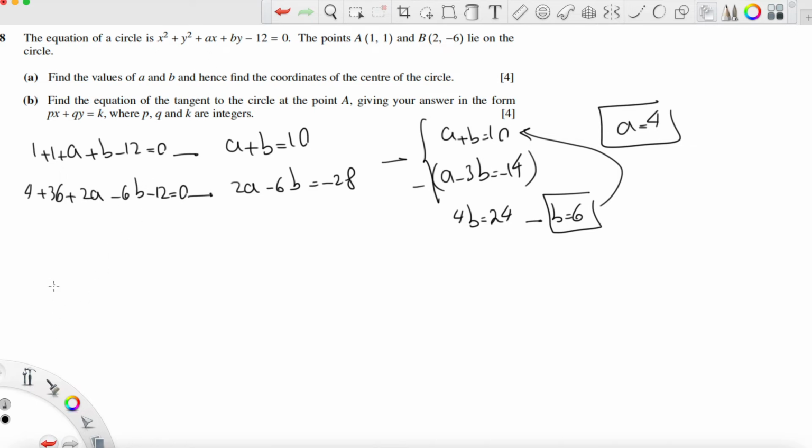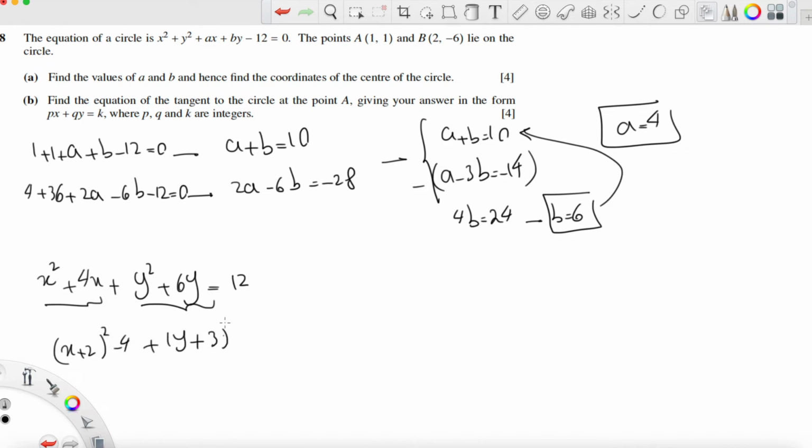So I rewrite the equation, it will be x squared. Now I write ax next to x squared. A was 4, so x squared plus 4x plus y squared plus 6y. I transfer 12 to the other side. Now I make these two pairs of complete square form. It will be (x plus 2) squared minus 4. For the second one, it will be (y plus 3) squared minus 9 is equal to 12.